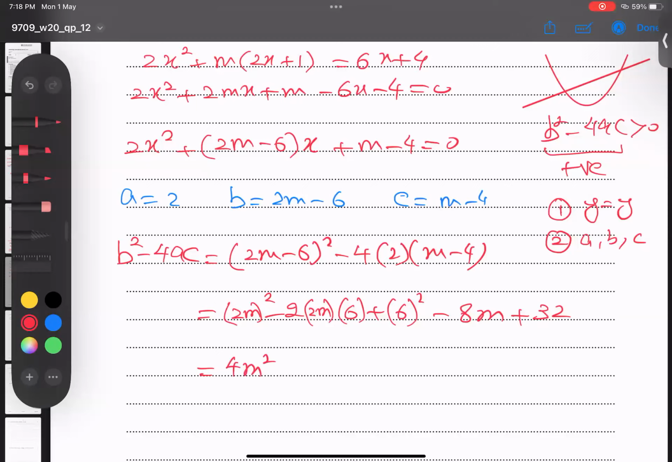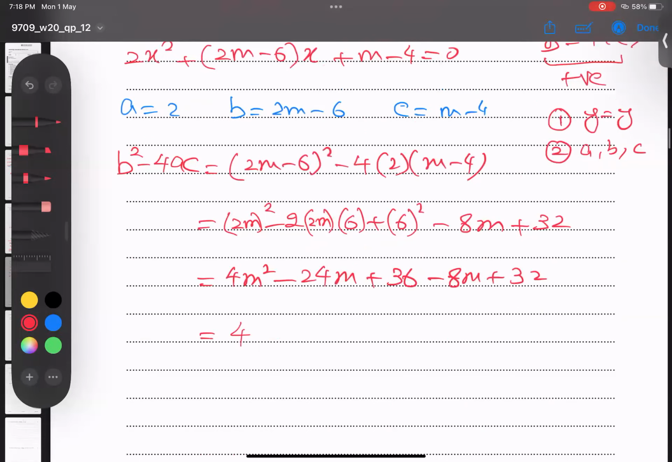4m square, and I'm getting 2 to the 4, 4, 6 are 24m, and plus 36, and minus 8m and plus 32. All right, afterwards, 4m to the power 2. And this is very clear, minus 8 minus 24 becomes minus 32m. 36 and 32, it becomes 68.